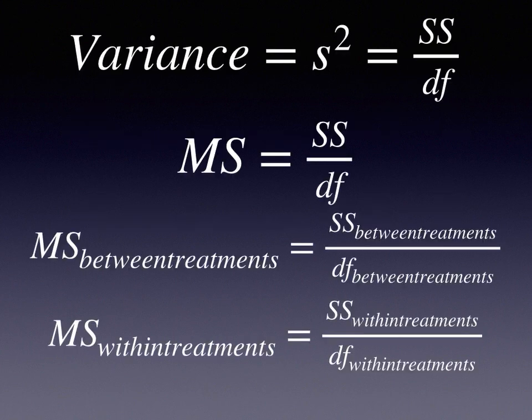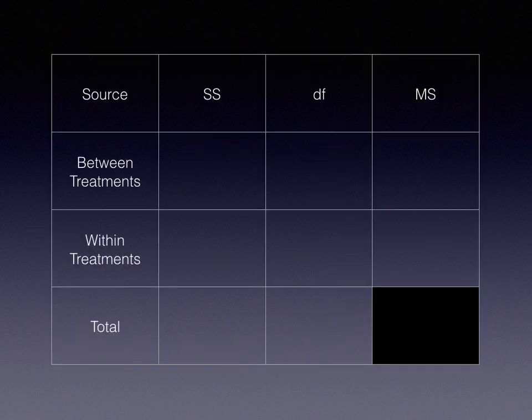Sum of squares between treatments over 2 degrees of freedom between treatments. Sum of squares within treatments over 12 degrees of freedom within treatments. And that gives us our variances both between and within. I know it's a lot of numbers, and it's a lot to keep track of, so it's handy to draw something like a source table that tells you the different sources of variability.